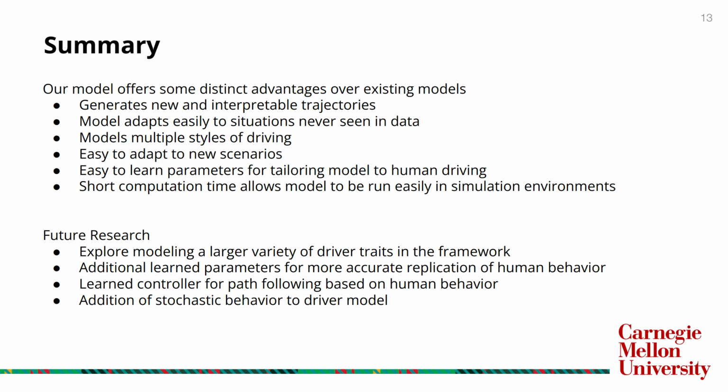Some future research we would like to explore is modeling more driver traits in the framework, such as distractedness, learning more parameters to see if we can more accurately replicate more human behavior, learning a controller for path following as well, rather than just planning these trajectories, and then adding stochastic behavior to the driver model to represent some of the uncertainty.